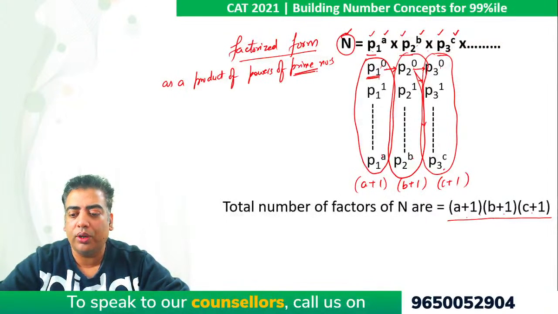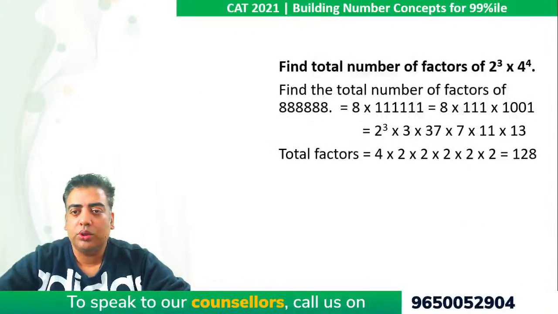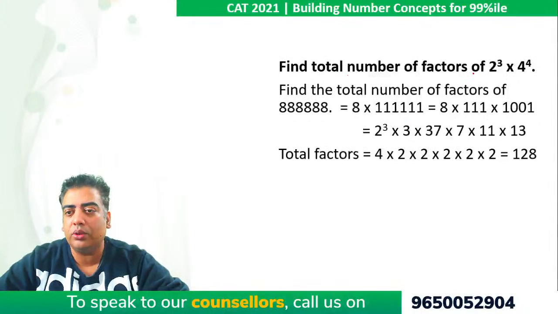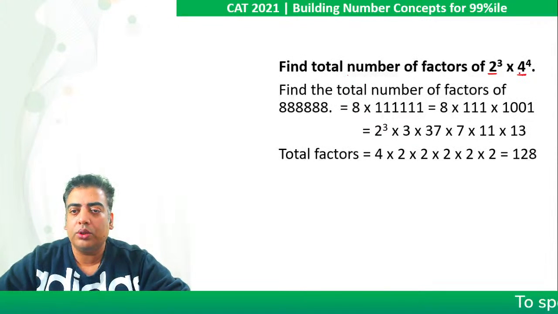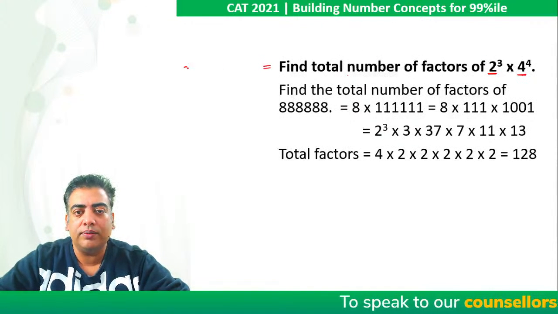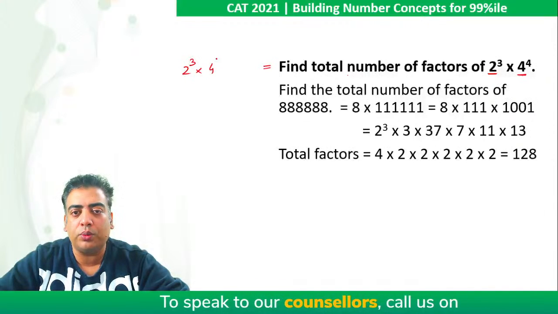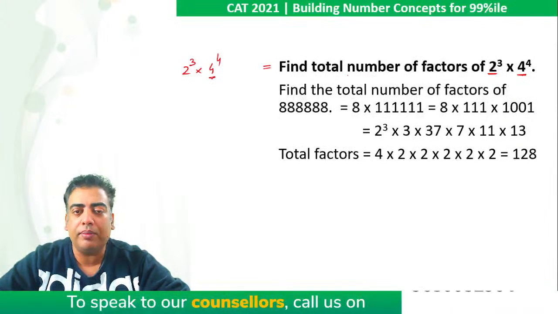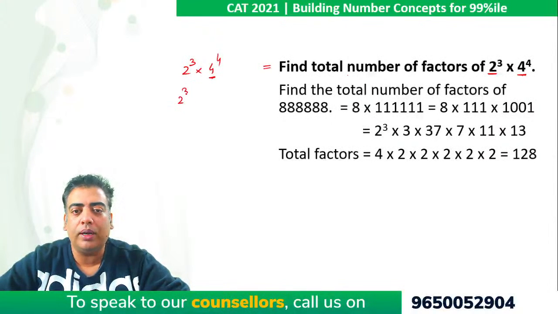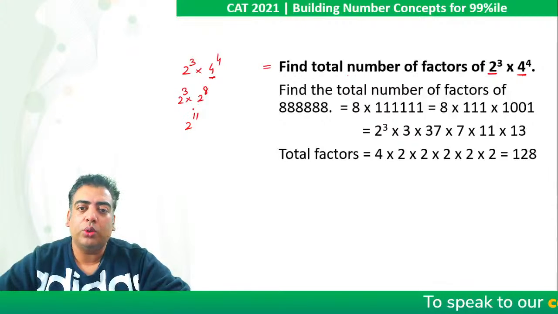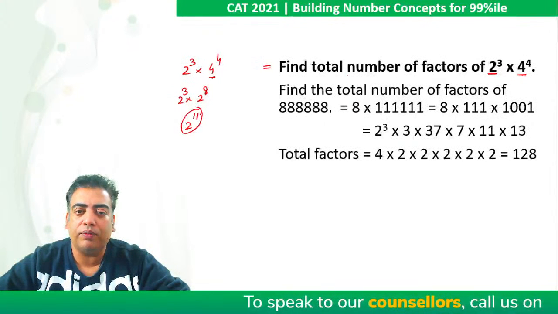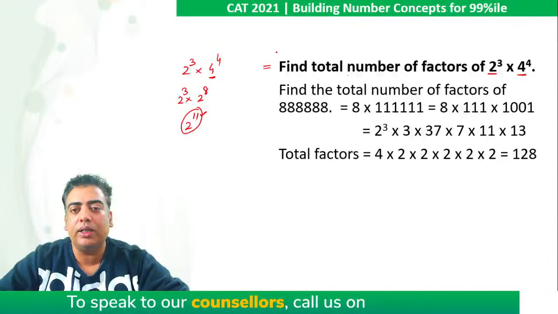Okay, so let's move on. Here the given question is: find the total number of factors of 2 cube into 4 raised to power 4. The very first step required here is to convert 4 raised to power 4 to a power of a prime number, which is 2, because 4 is a composite number, not prime. So it becomes 2 raised to power 3 into 2 raised to power 8, which can be further written as 2 raised to power 11.